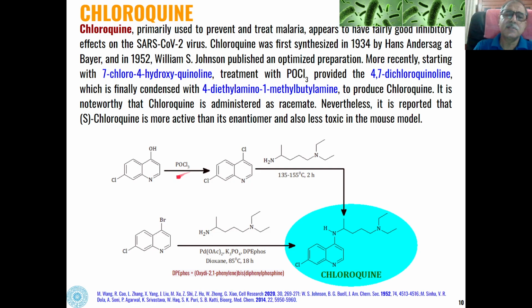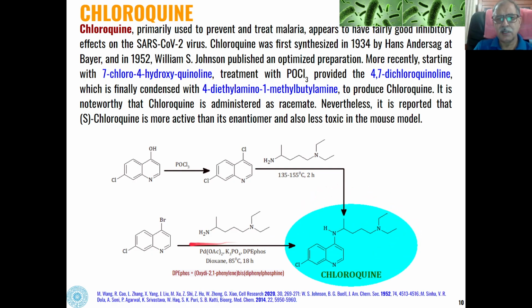7-chloro-4-hydroxyquinoline. When this is reacted with phosphorus trichloride, phosphorus oxychloride, then basically this hydroxyl group is converted into a chloro group. So 7-chloro-4-hydroxyquinoline is first converted into 4,7-dichloroquinoline, and then this is condensed with 4-diethylamino-1-methylbutylamine to produce chloroquine as the product.